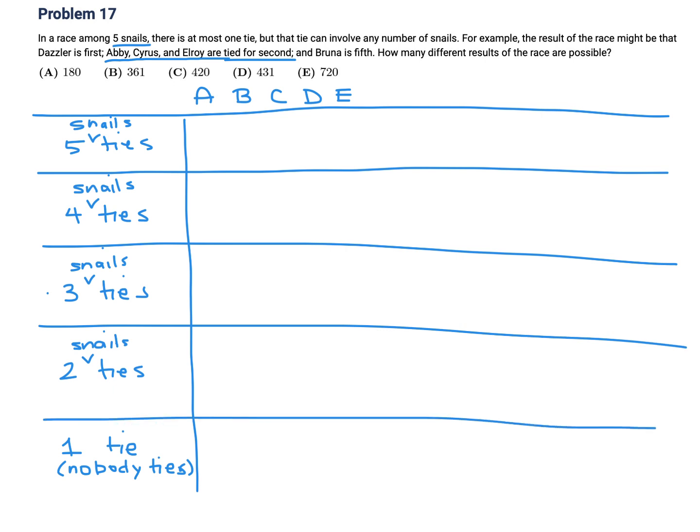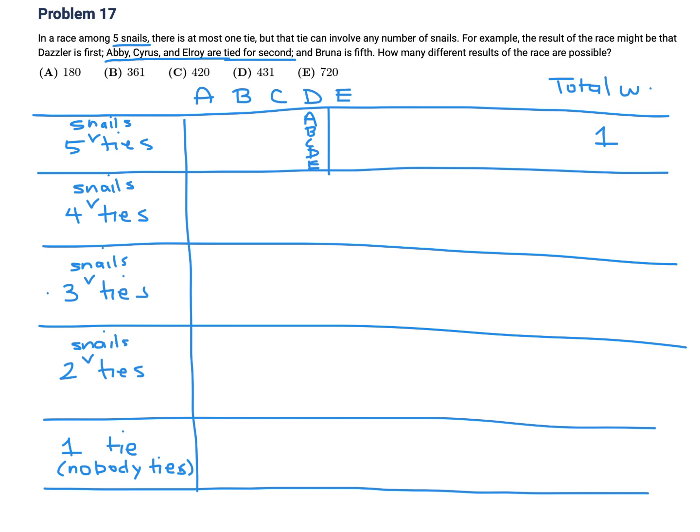Okay, so here we go. Well, 5 snails tying, meaning they all tie. They all reach the finish line at the same time. So A, B, C, D, E, all reach the finish at the same time. Okay, there's only one way of doing that. So we'll just put a total here. Total ways, I guess, or possible. Total results, I guess. You guys understand.